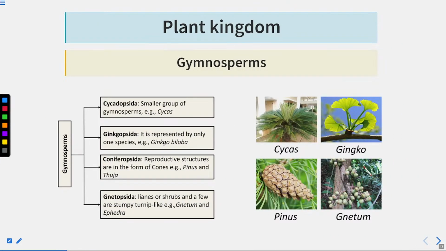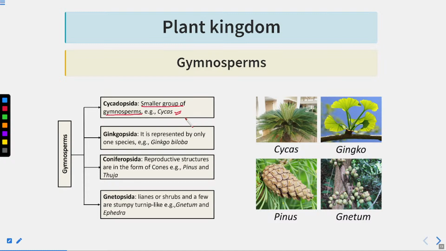Okay, so let us talk about the classification of the gymnosperm. So we can see here they have four different classes, right? That is the Cycadopsida. The first one is the Cycadopsida. So cycads are a small group of gymnosperms, and the example is Cycas.